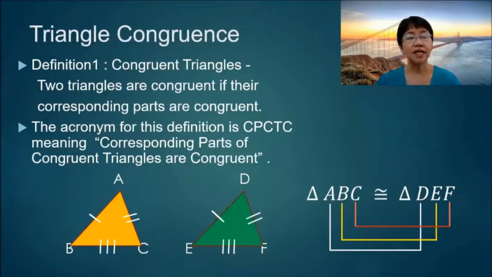So we have side AB corresponding to side DE, side AC corresponding to side DF, and side BC corresponding to side EF. And for the triangle congruence here, we have triangle ABC is congruent to triangle DEF, which means that angle A corresponds to angle D, angle B corresponds to angle E, and angle C corresponds to angle F.